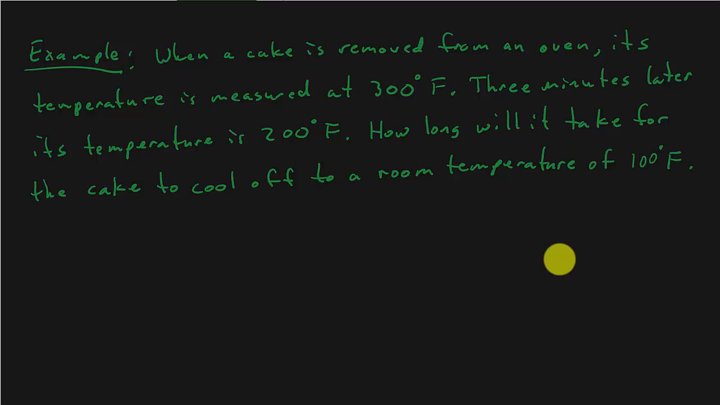It says when a cake is removed from an oven, its temperature is measured at 300 degrees Fahrenheit. 3 minutes later, its temperature is 200 degrees Fahrenheit. How long will it take for the cake to cool off to a room temperature of 100 degrees Fahrenheit?